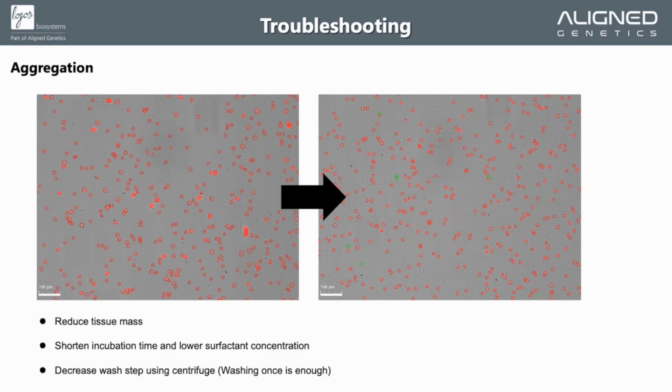And then decreasing the washing steps with centrifugation can also minimize damage to your samples, and in turn, it can reduce aggregation. As I mentioned before, washing steps with centrifugation can damage your cells, and that can lead to aggregation in your samples.